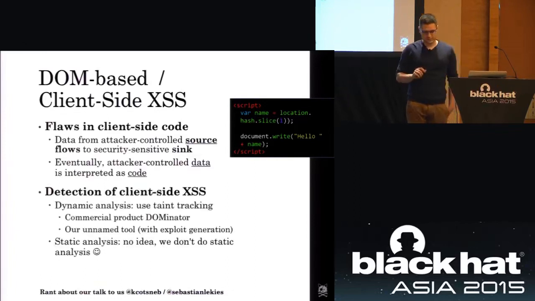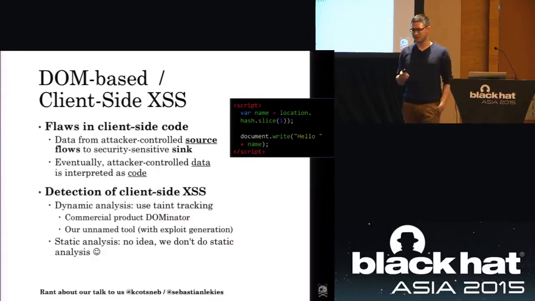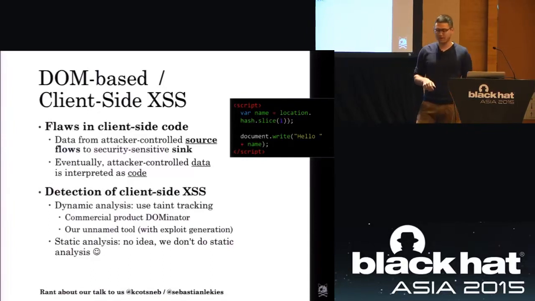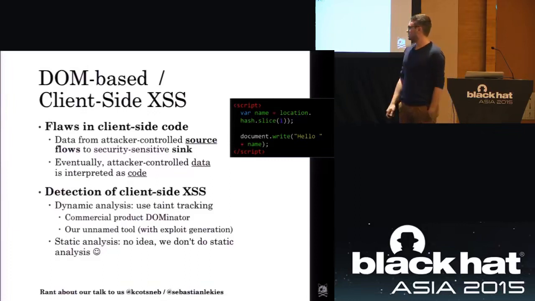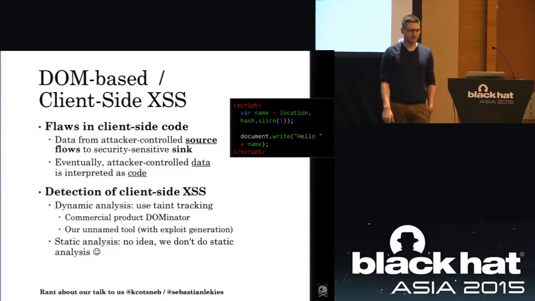And in order to find this kind of cross-site scripting, there are two ways of approaching this. One is dynamic analysis, using basically taint tracking. Again, this is like a data flow, so this sounds a lot like taint tracking. There's a commercial product called Dominator, which basically does this in Firefox.